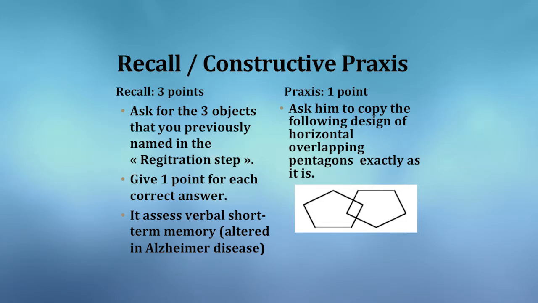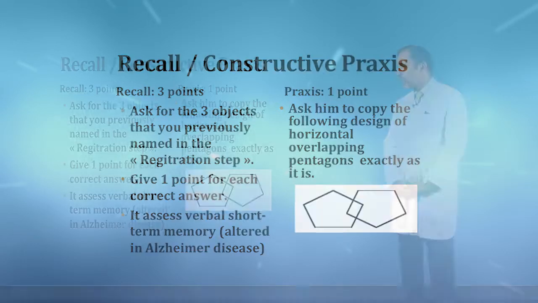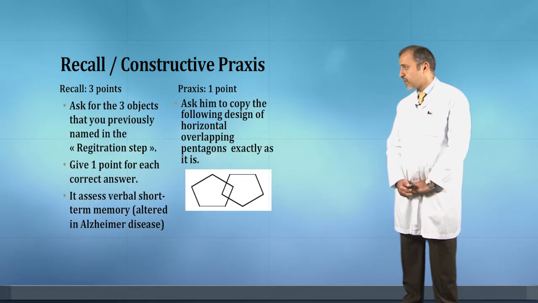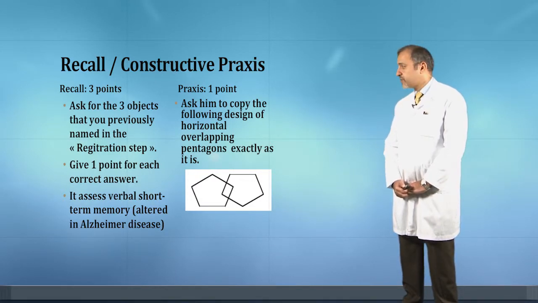The next test is to test praxis, and the person is asked to copy the following design of horizontal overlapping pentagons. And the score is given as done very well, well, or poorly.